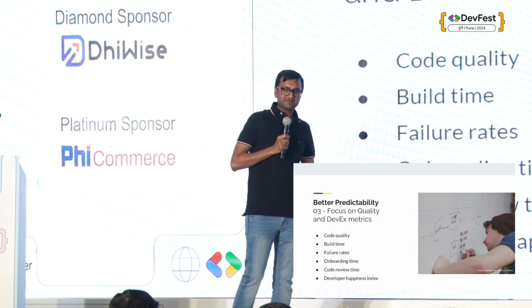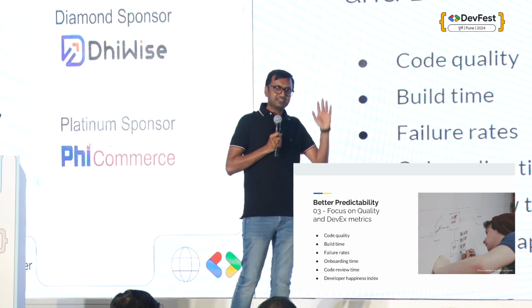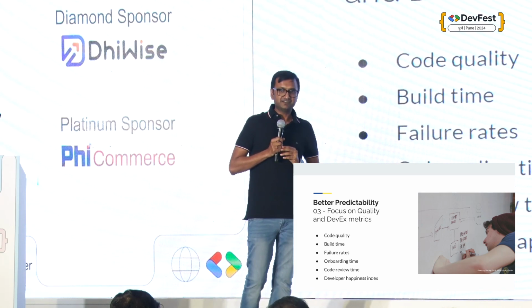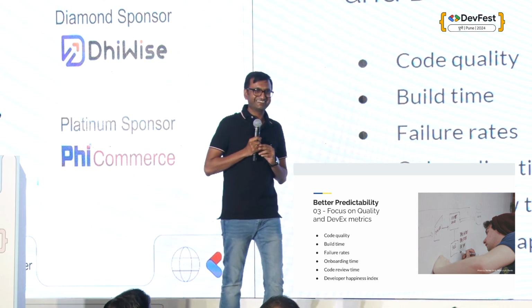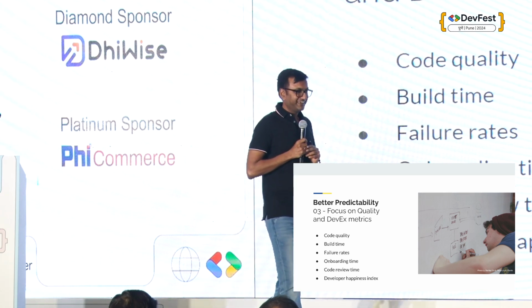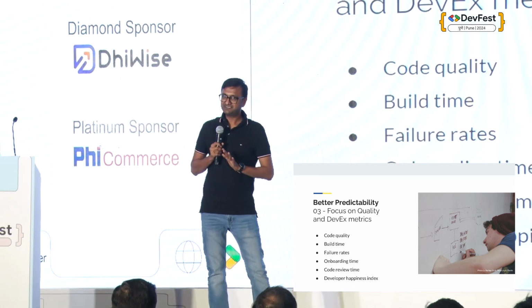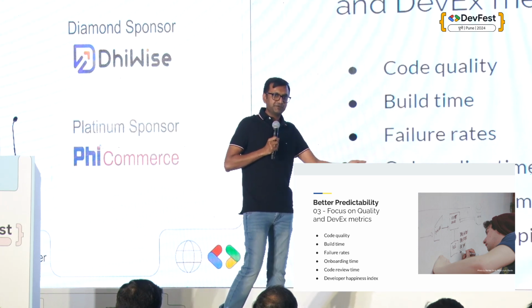Code review time. You raised a PR 1 month ago, nobody has merged it, suddenly it becomes a priority, you merge it, and then pray to God that everything should work. Right? Developer happiness index. If we are happy, things will move much more faster, much more efficient, and things will be more predictable.